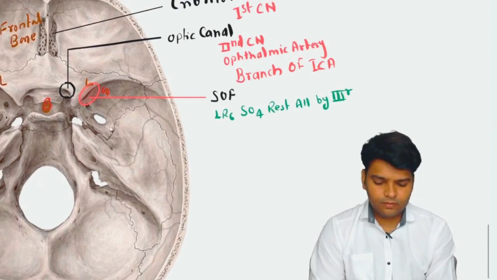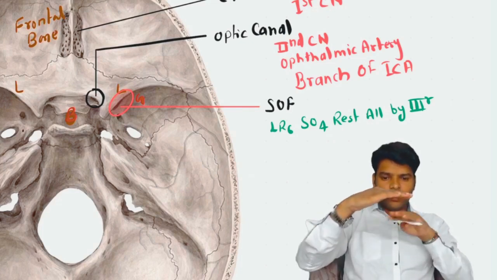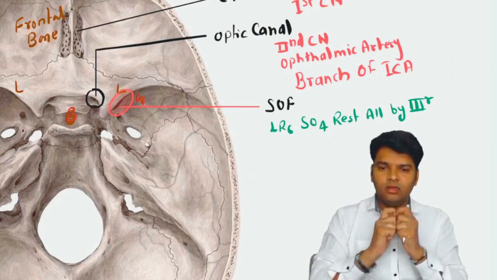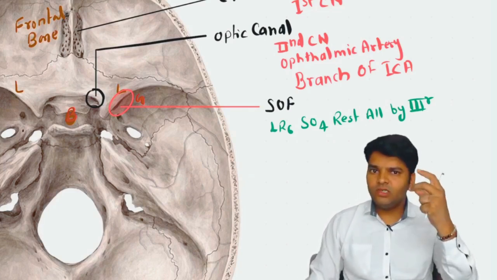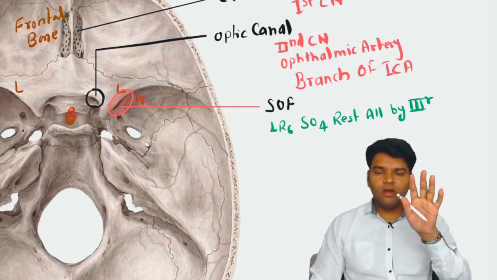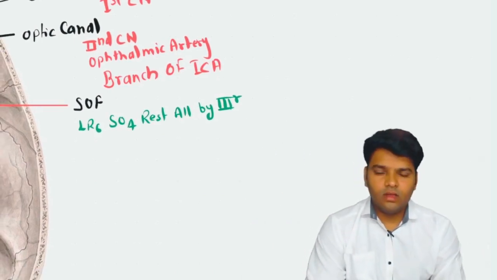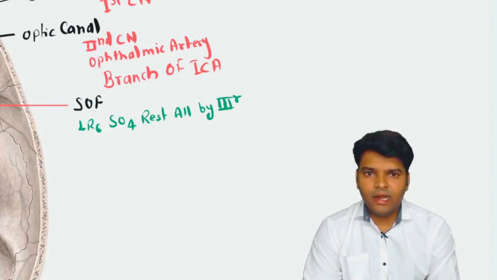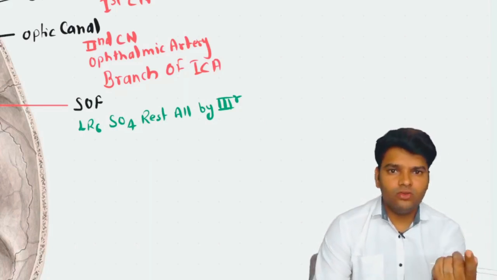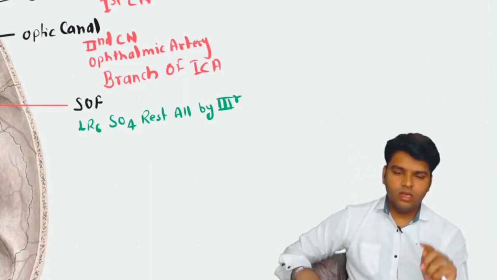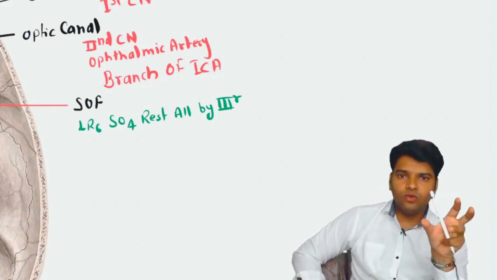Just try to understand. From the superior orbital fissure, when you see the skull base, the structures enter the orbit. The structure present in the orbit is the eyeball, and the eyeball is surrounded by six extraocular muscles. Six extraocular muscles mean superior rectus, inferior rectus, lateral rectus and medial rectus, and two oblique muscles, superior oblique and inferior oblique. These six extraocular muscles help to move the eyeball.